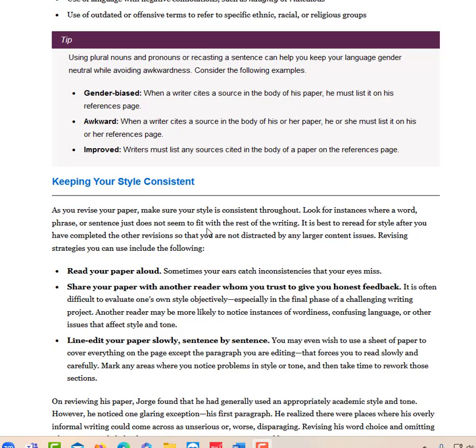Consider the following examples. Gender bias: When a writer cites a source in the body of his paper, he might list it on his references page. Awkward: When a writer cites a source in the body of his or her paper, he or she must list it on his or her reference page. Improved: Writers must list any sources cited in the body of a paper on the references page. In other words, if you can get rid of a lot of your wordiness in this case, and you just put in what's essential, then you sound more authoritative and objective.